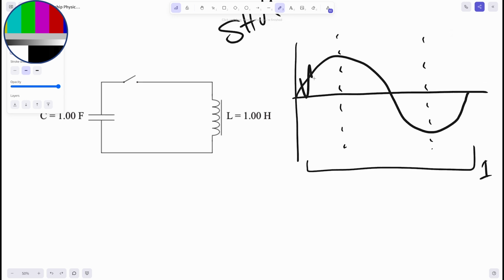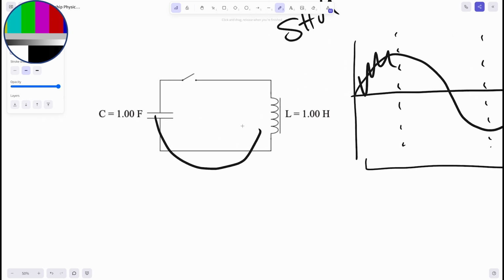And so as you can see, the first quarter is when there is no charge separation on the capacitor, and therefore there is no energy stored in the capacitor. And so the first quarter of the cycle is the best time to do this. So we can write that in.